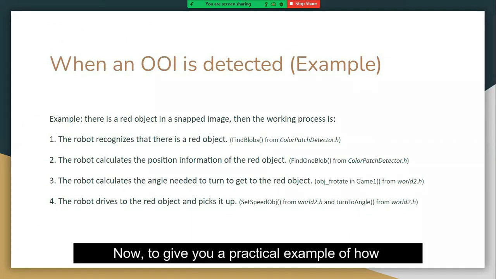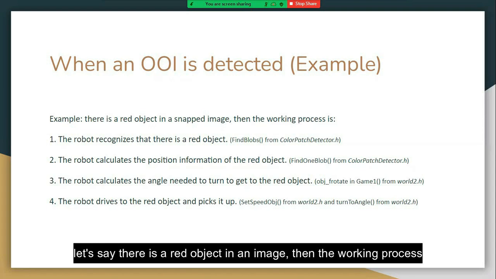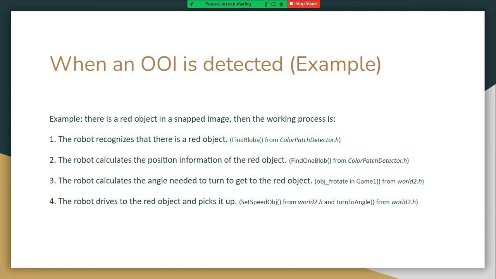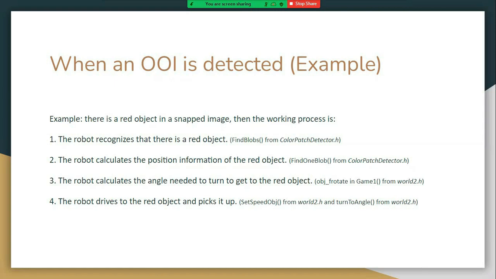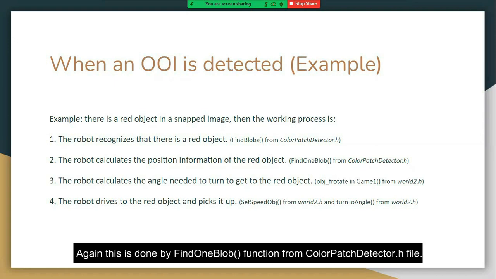Now to give you a practical example of how an object of interest is detected, let's say there is a red object in an image. The working process of the robot would be that first the robot will recognize that there is a red object. This action can be done by the find blocks function from color_patch_data.h. And then the robot calculates the position information of that red object. Again, this is done by the find one block function from color_patch_data.h.